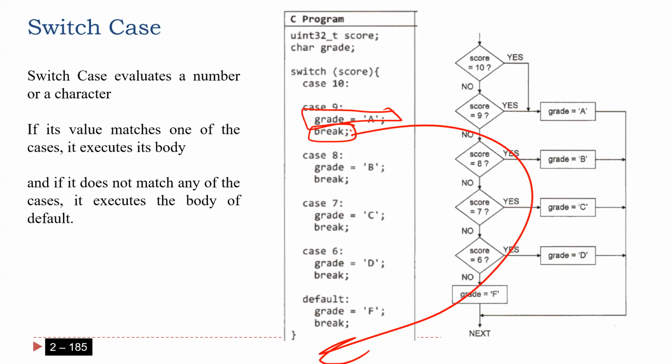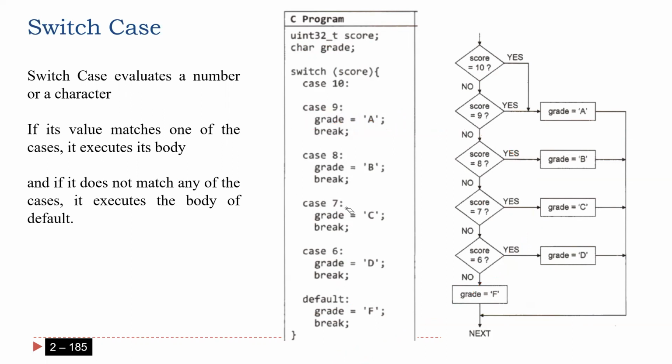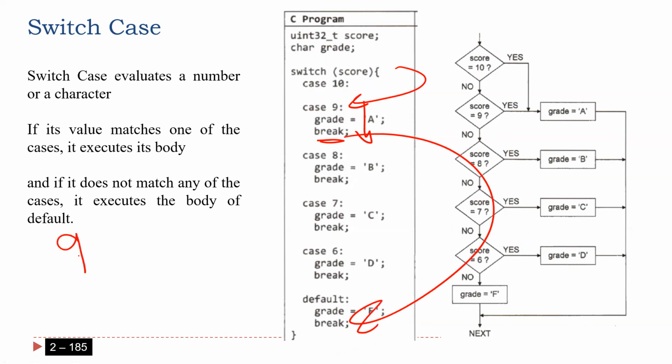Okay. Here, what I did in the very beginning, I did case 10 and case 9. So if it is case 10, it's going to come here and go this way. Nothing is here, but it's going to continue until it hits break. If it is case 9, it's going to come here, execute this one, and then go outside. This is because, as you know, if your score is 9 or 10, you are going to get grade A.